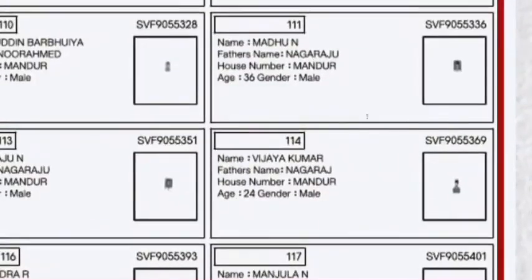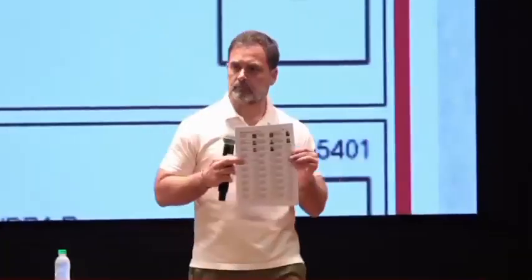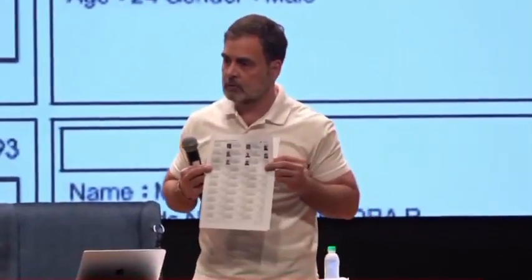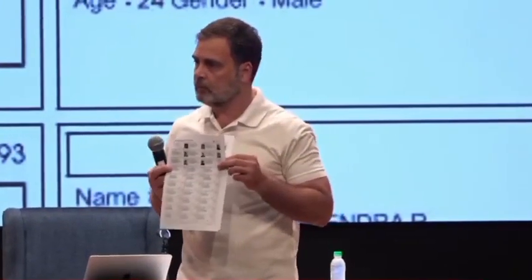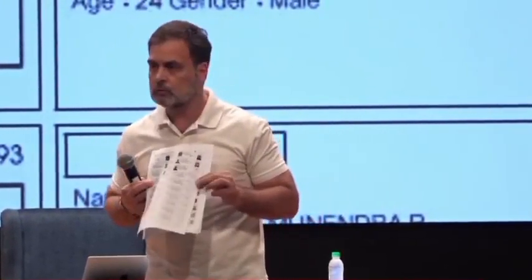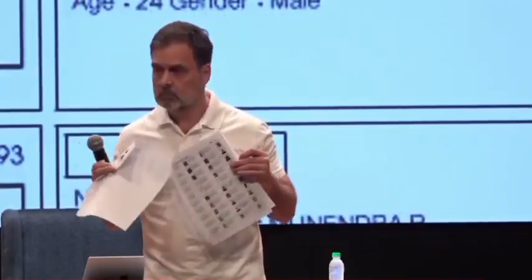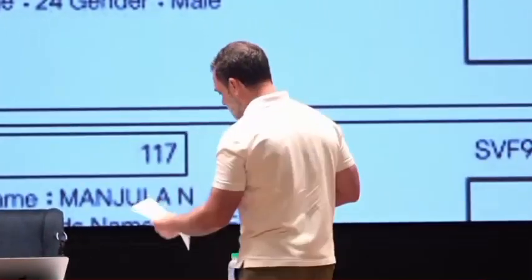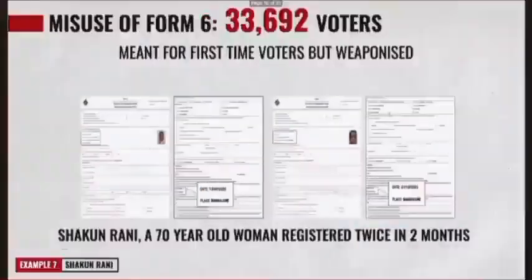Yeah. Or that you can't see them. That's an original voter list. That's a copy of a voter list. You can see no photos. Okay, so there's 4,000 of those.